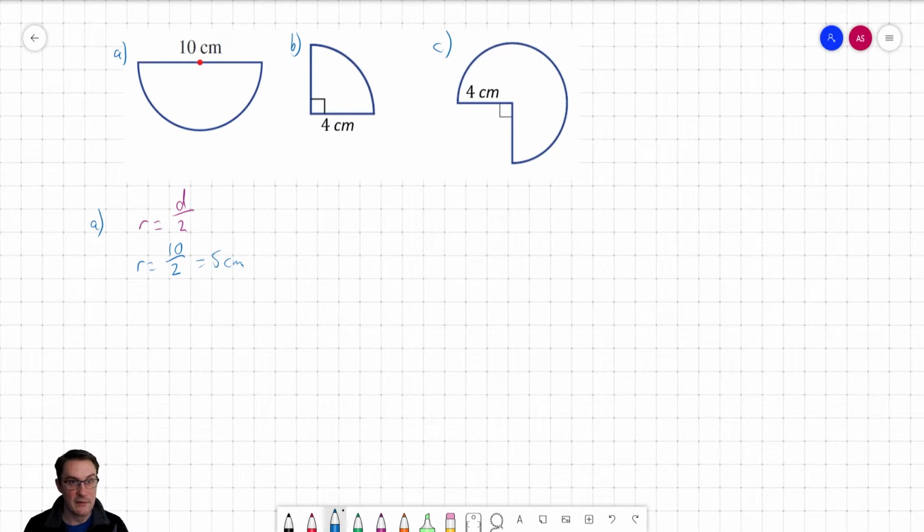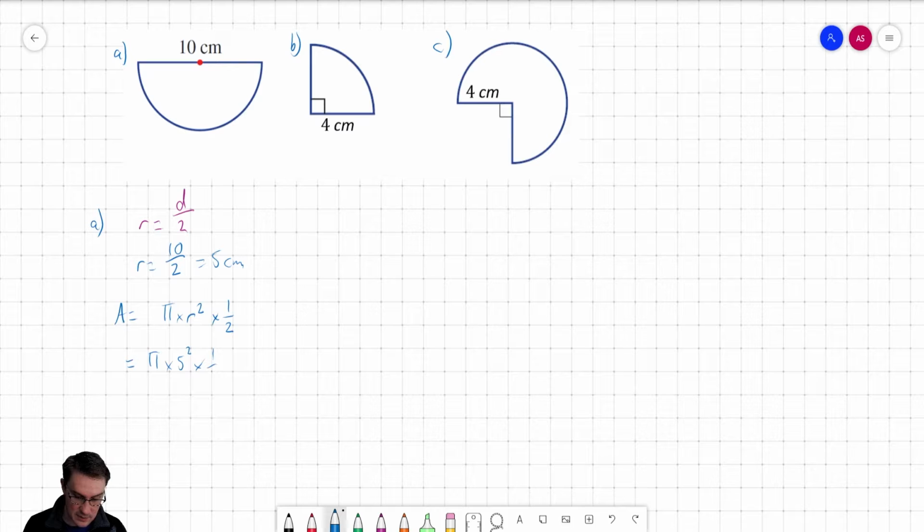Now, once we've done that, we need to put this into our formula. Now, area is generally going to be pi times r squared. But in this case here, we need to determine how much of the circle we have. In this case, we've got half a circle. So we also need to times this by a half as well, so that we can get just the area that we have here. So in this case here, the area is going to be equal to pi times 5 squared times a half.